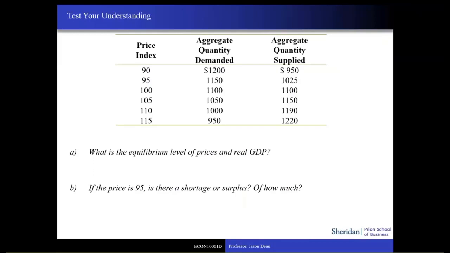So what do we look for? Well, we look for where the aggregate quantity demanded equals the quantity supplied, and that will give us a price index of 100. The price level is 95, are we going to have a shortage or a surplus? That's correct. It would be a shortage. So at a price index of 95, we would have aggregate quantity demanded of 1150, but the aggregate quantity supplied would only be 1050. So we would end up with a shortage of 125 units.